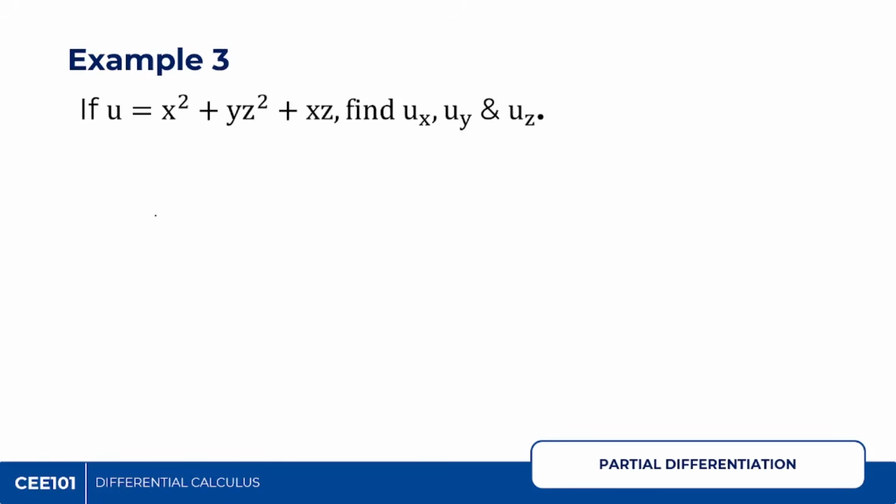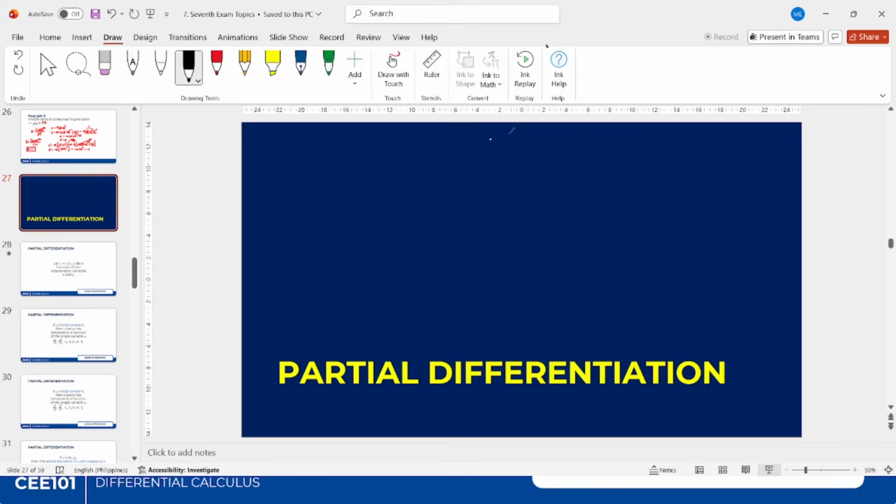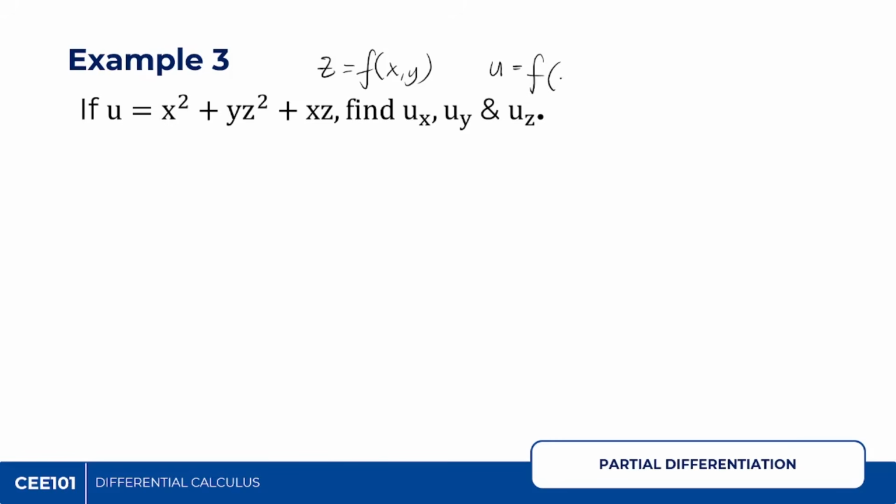So, for the third example, ito yung u, no? Meaning to say, instead of z, we can use the u function, like for example kanina, z is a function of x and y. Pag u na, meaning to say, we have a function of x, y, and z. As you can observe, meron tayong x squared, meron tayong y, meron tayong z. So tatlong independent variables na ang magre-represent sa atin ng u function.